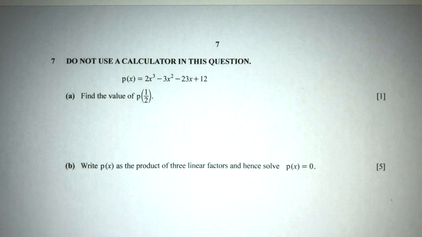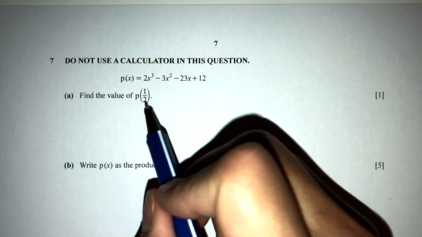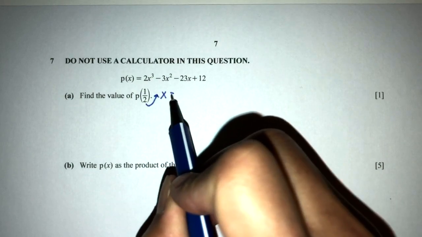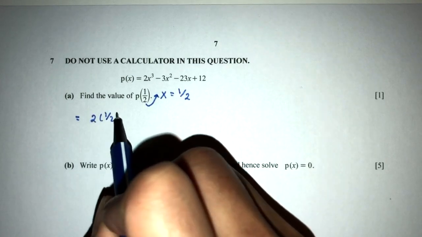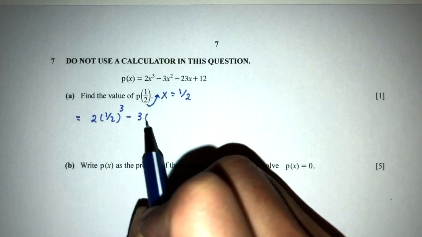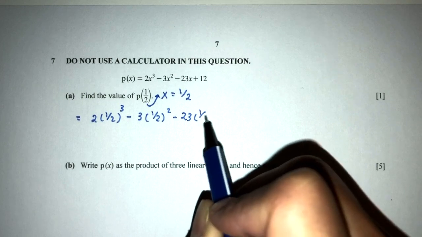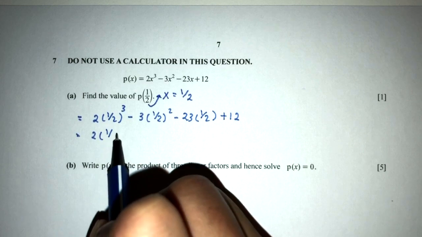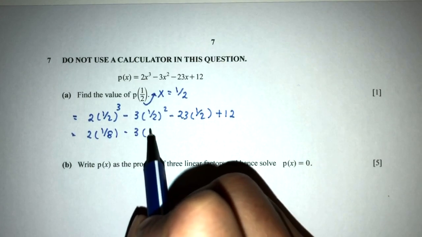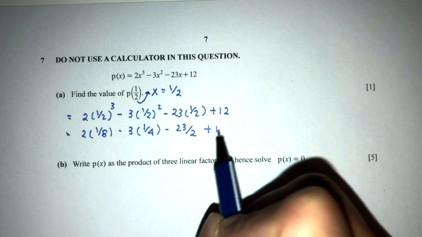So here again, do not use a calculator. We just have to show all the steps of your work to get full marks. Now part 1, find the value of P of half. It just means that we have to replace the value of x by half. Okay, you will have 2 times half to the power 3 minus 3 times half to the power 2 minus 23 times 1 over 2 plus 12. That is 2 times 1 over 8, minus 3 times 1 over 4, minus 23 over 2, plus 12.